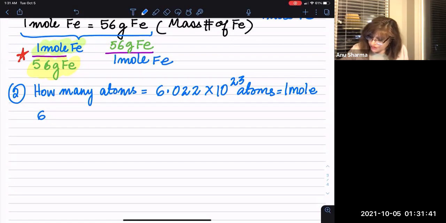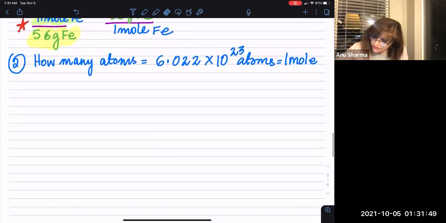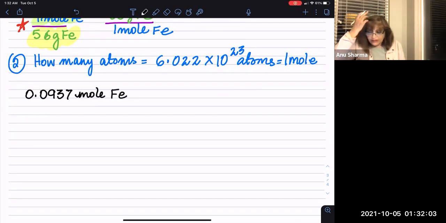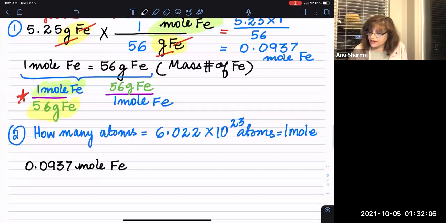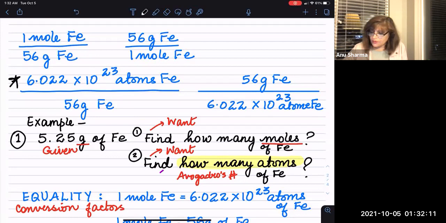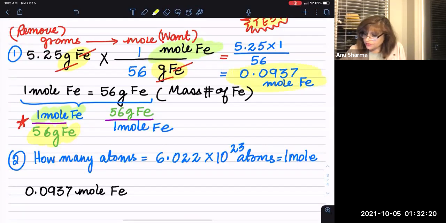So you have to find out how many atoms are present in 0.0937 moles. The same thing you will write down here: 0.0937 moles of iron. Now you can even do it without going the mole route. You can see a direct conversion between the number of atoms and the weight, so this can also work. Or you could do the moles. Since we already converted into moles, that is why I'm using this number.